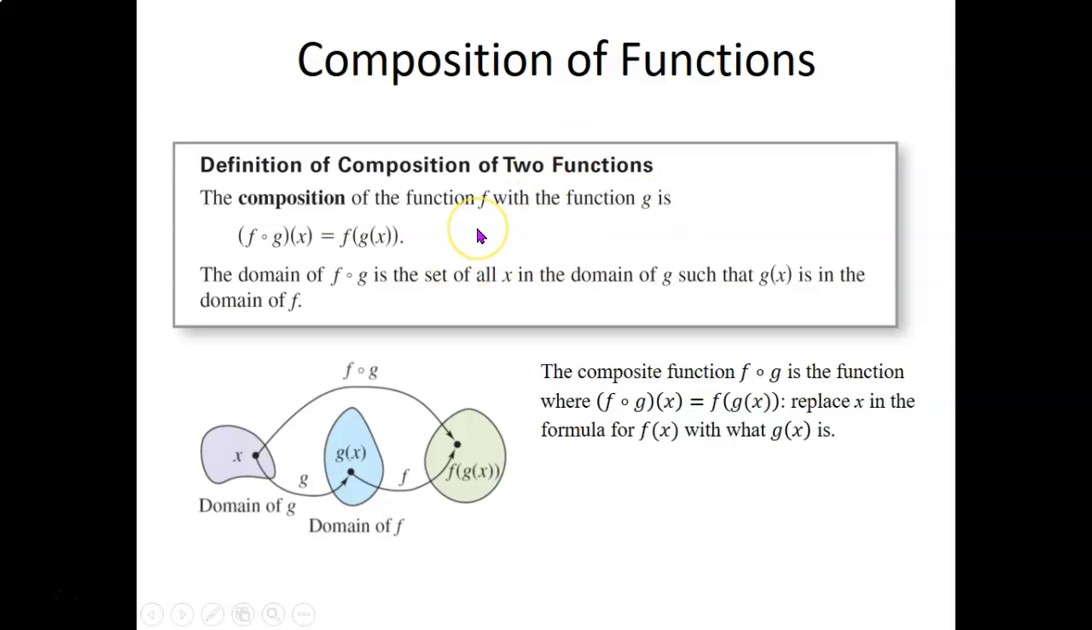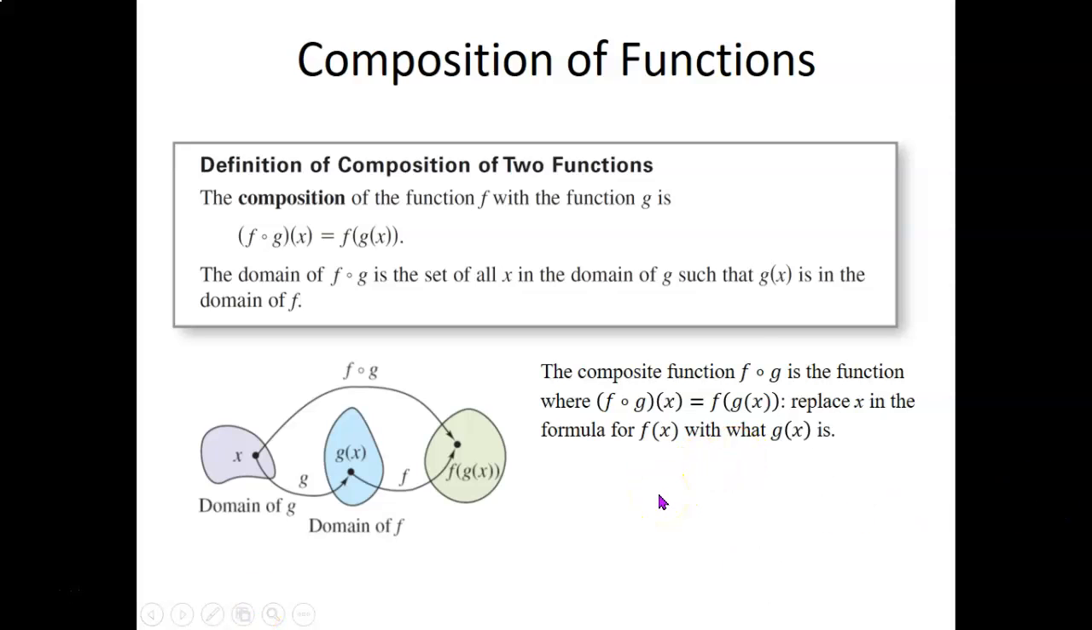So when you have two functions, f and g, this little open circle between them is the symbol for the composition of those two functions. f composed with g. And so f composed with g of x just means f of g of x. It's the function that you give a number for x, first it evaluates g of that x, and then it evaluates f of whatever g of x is.